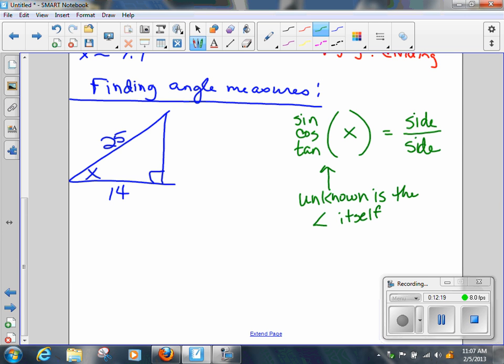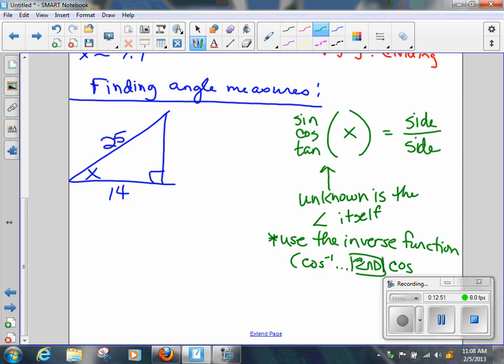Now, something changes because when we find angle measures, we have to use the inverse function. And remember, it looks like cosine -1, sine -1, tangent -1. That's where we use that second button on our calculator, okay? Second cosine on our calculators.